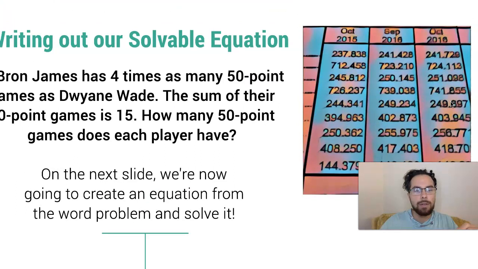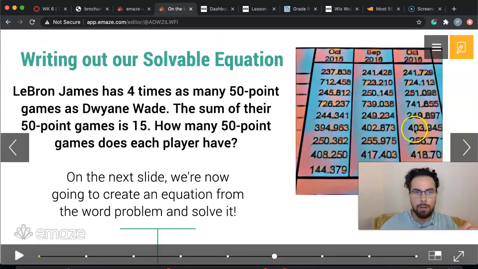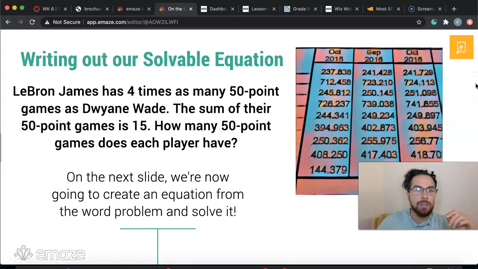So, sorry you can't quite see all that. Let me go a little less than full screen. Okay, now you guys can see. So LeBron James has 4 times as many 50-point games as Dwayne Wade. The sum of their 50-point games is 15. How many 50-point games does each player have? So this is what a sample of your problem could look like.